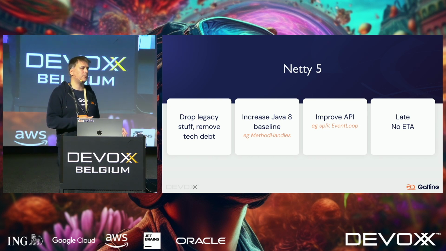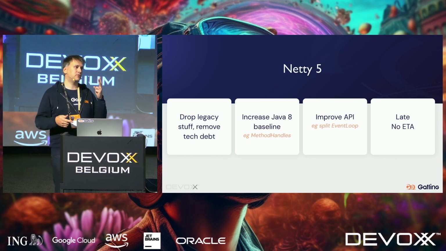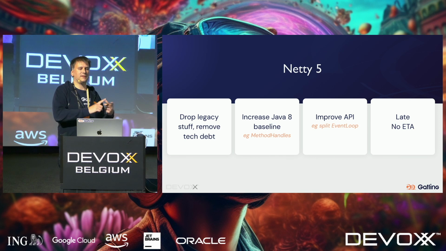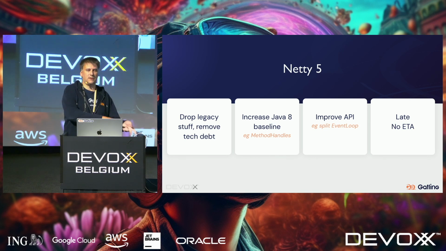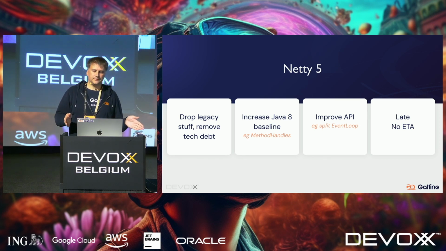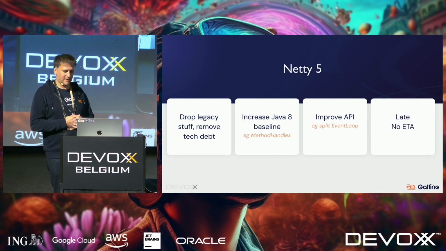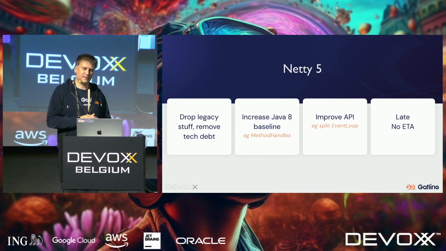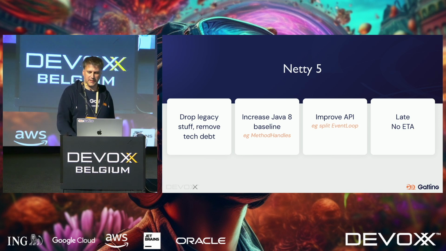So for example, the event loop. I mentioned that the event loop had two different responsibilities, one for handling IOs and communicating with the IO implementation, and the other one being the processor for the handlers. It will be split into two. But sadly, there's lots of work still to do, and the project is a bit late, and I don't think there's any time of arrival available.